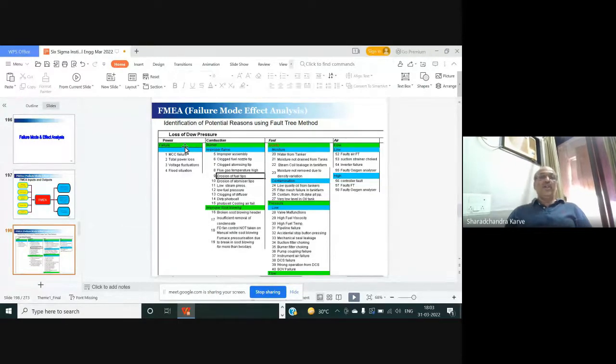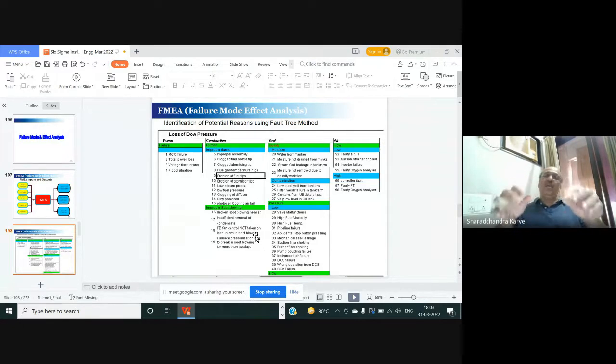Why power failure? Then there can be reasons for that. Why combustion? Improper combustion. You can say burner. What can go wrong with the burner, and what is improper soot blowing? So the reasons are again listed down. This is what is called potential reasons using a fault tree method.